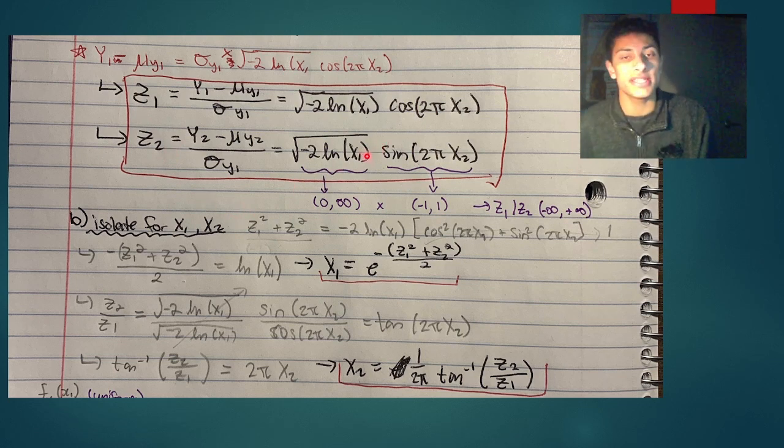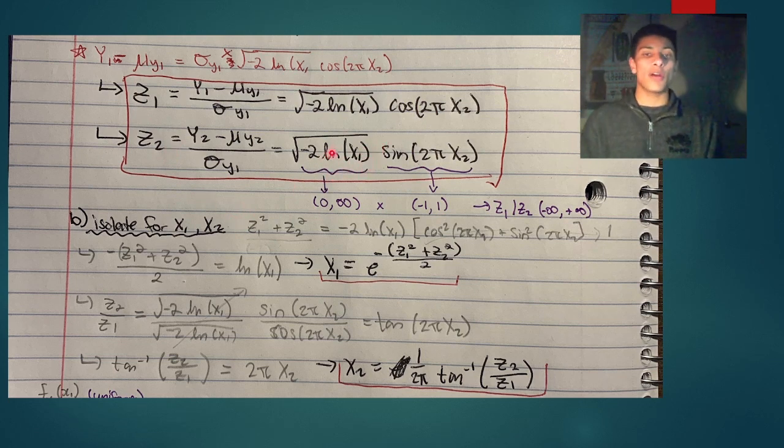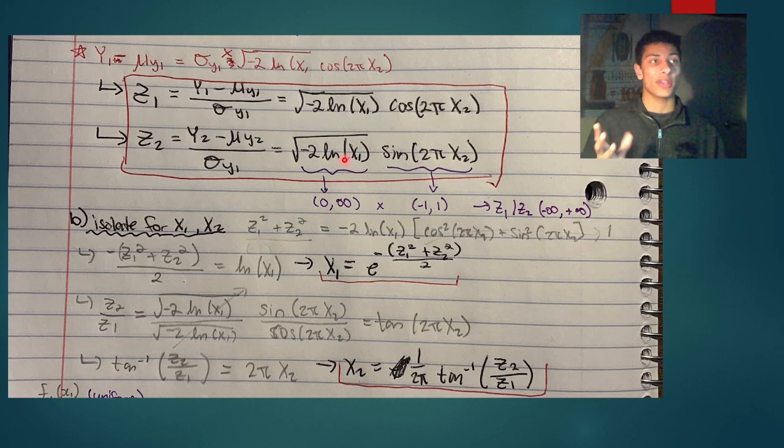And x1 we can see is inside of a ln term. So we're taking the natural logarithm of x1. So what we're going to do is, first of all, we need to isolate for x1. That's the most important step here. So we're going to just add these two equations together. So we have z1 plus z2 is going to be equal to this plus this.